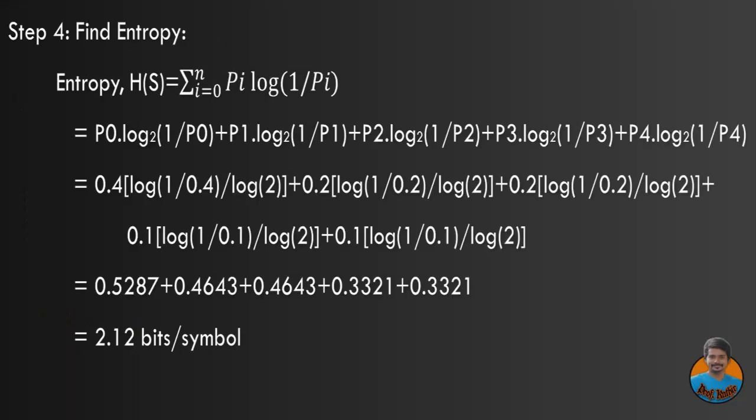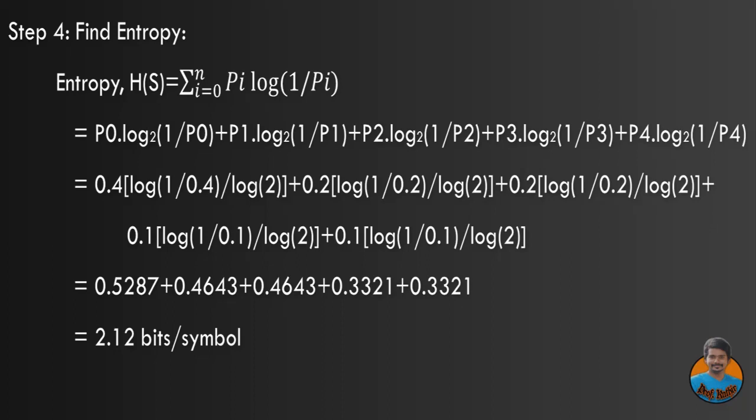Next step is finding entropy, which goes by the formula H of S equal to the summation of i equal to 0 to n of P suffix i log base 2 of 1 divided by P suffix i, where n is the number of symbols. In our case, it is 4. Expanding the equation, we get P0 into log base 2 of 1 by P0 plus P1 into log base 2 of 1 by P1 plus P2 into log base 2 of 1 by P2 plus P3 into log base 2 of 1 by P3 plus P4 into log base 2 of 1 by P4.